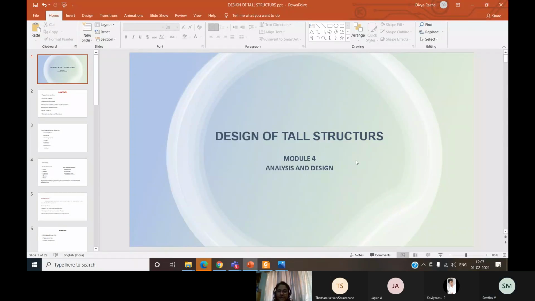So today, in the design of tall structures, the first unit was the design philosophies, design methodologies, and the materials used for construction that we discussed in the first unit. The second unit we discussed the loading, that is the gravity loading, wind loading, earthquake loading, impact loading, and construction loading. So different types of loading that are applicable for analysis of tall structures.